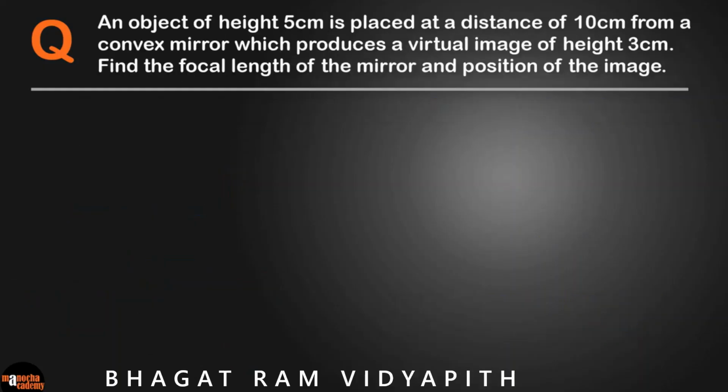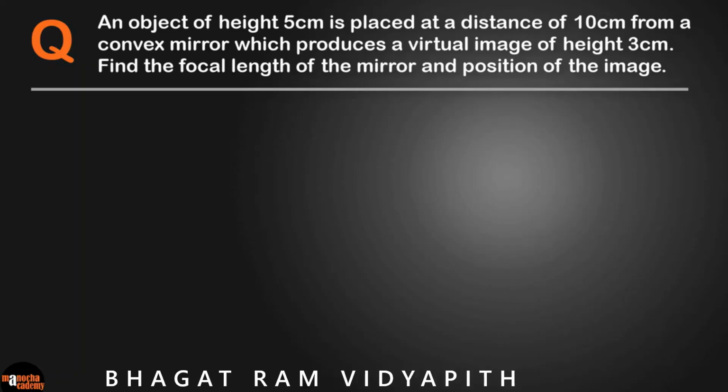Now let's try a convex mirror question. An object of height 5 centimeters is placed at a distance of 10 centimeters from a convex mirror, which produces a virtual image of height 3 centimeters.